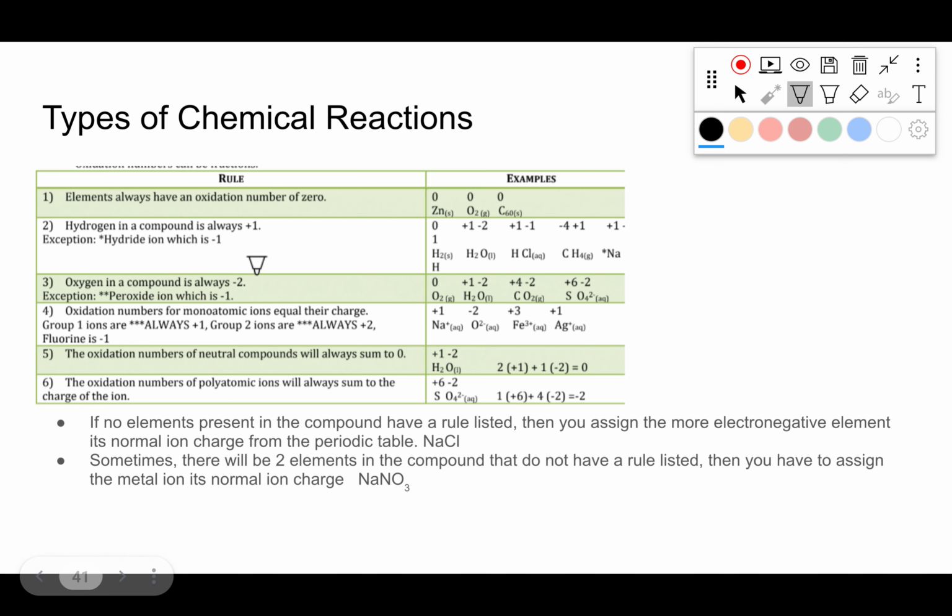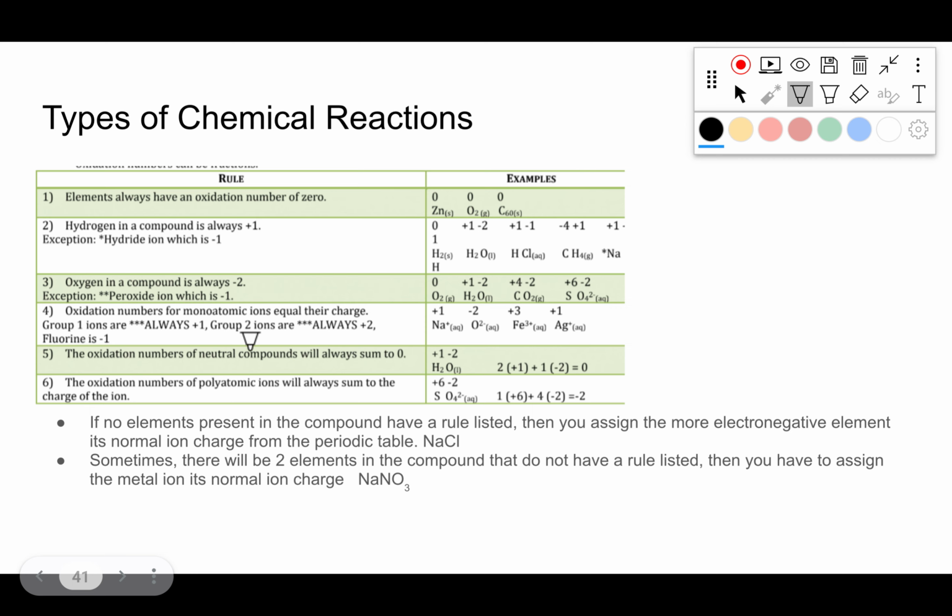Oxygen is always a negative 2. Again, there's something called peroxide, and if we saw a peroxide ion, it would actually be a negative 1. Again, AP sticks with the most common rule, not the exceptions. So oxygen will be a negative 2.